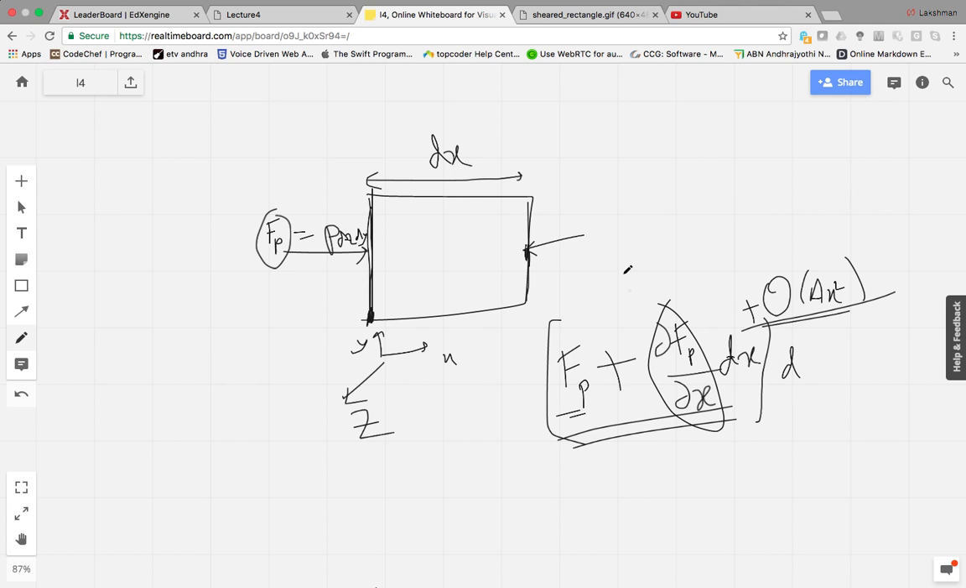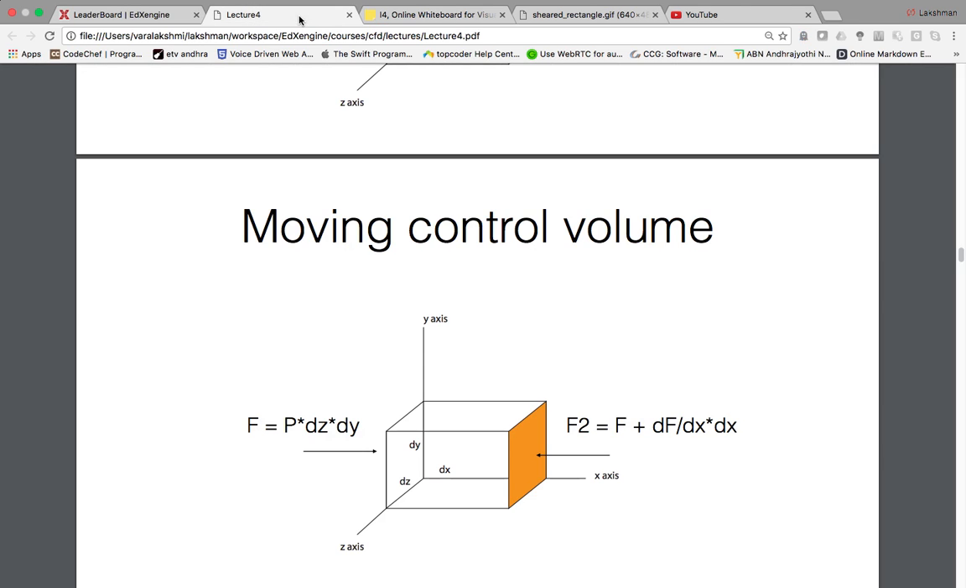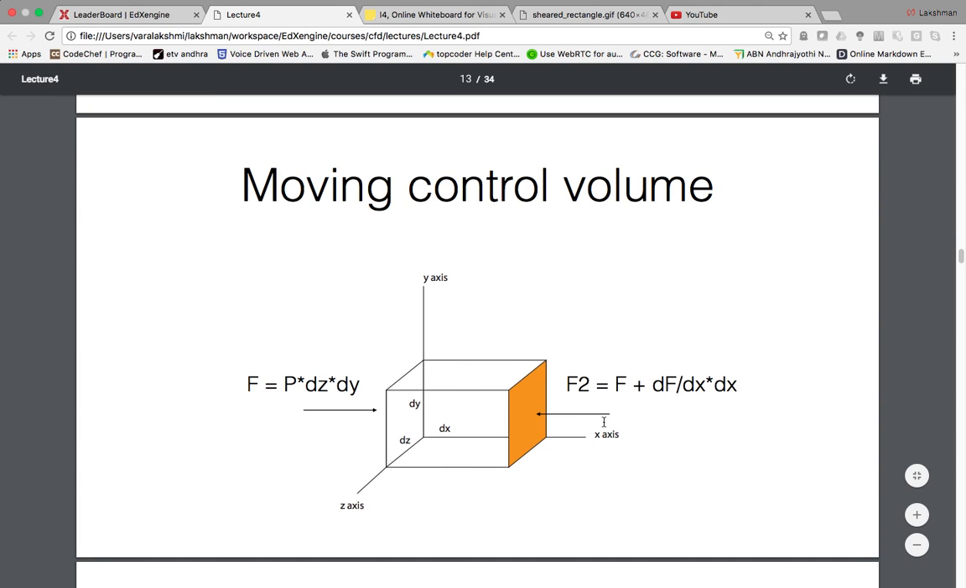So this multiplied by the area of this element, dy dz again. So this is the force due to pressure acting on this element. So when we go back to the slide now, you can see F2 is equal to F plus dF by dx multiplied by dx. So this is the force, and that has changed, like I said, with the Taylor series expansion, it has become like this.